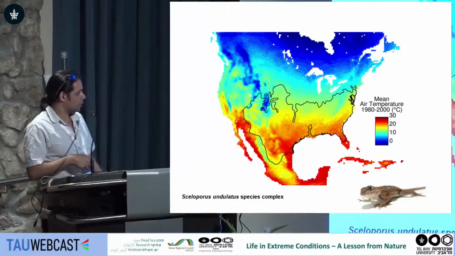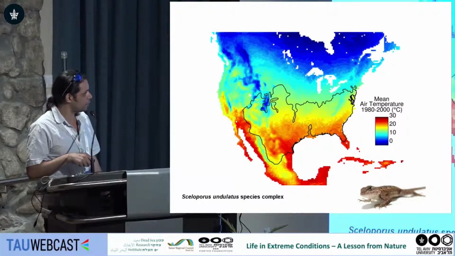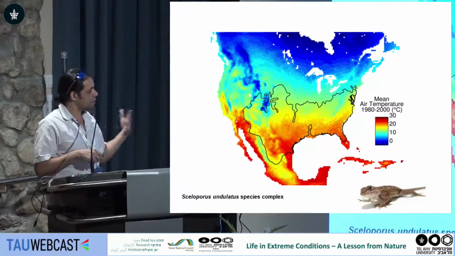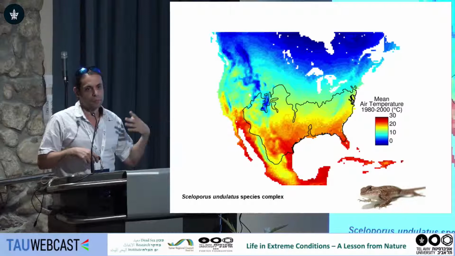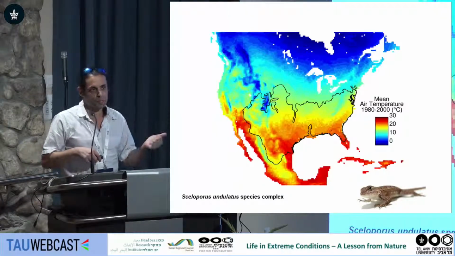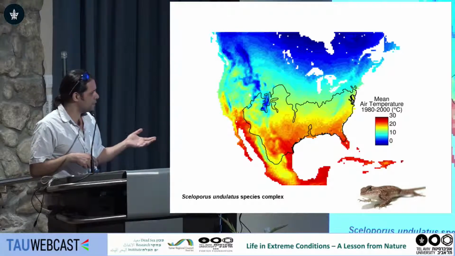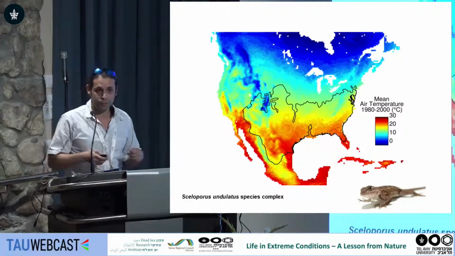And so I built a simulation. I used the Sceloporus species complex as the lizard in the simulation, because that's a great lizard to simulate. We know a lot about the physiology of these lizards and about the ecology of these lizards. And it also lives in a large range of North America, and you can see that there are lots of climate conditions.